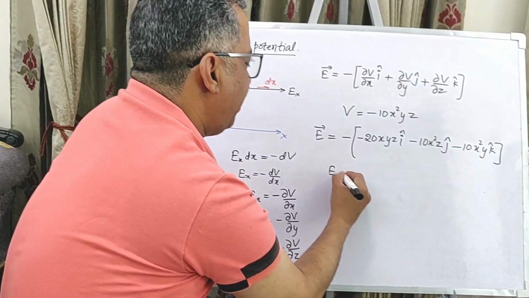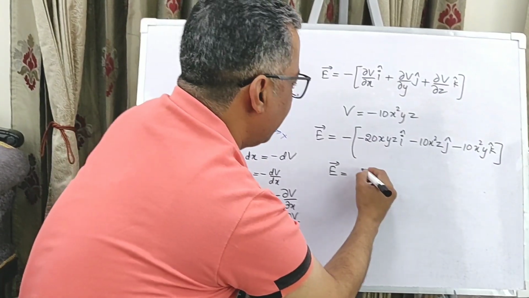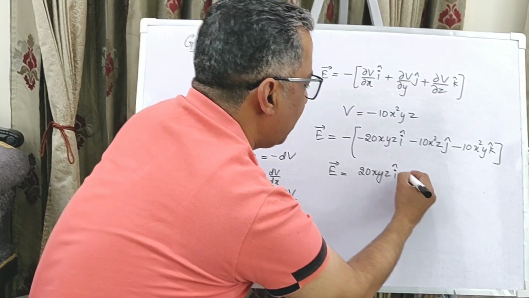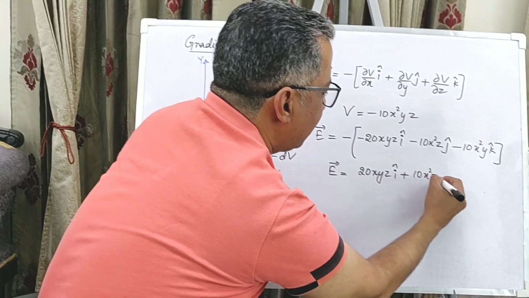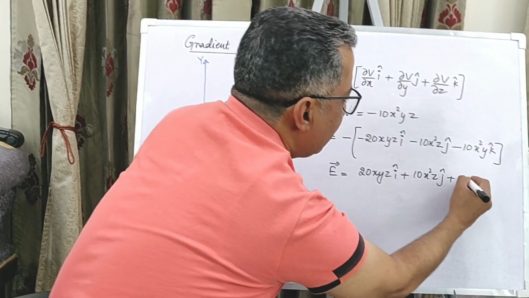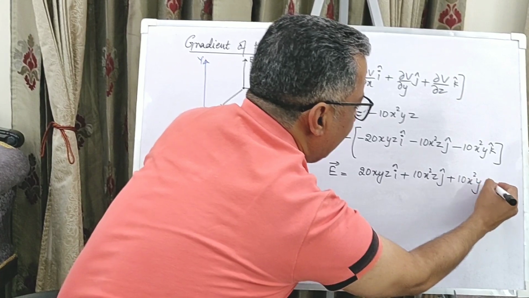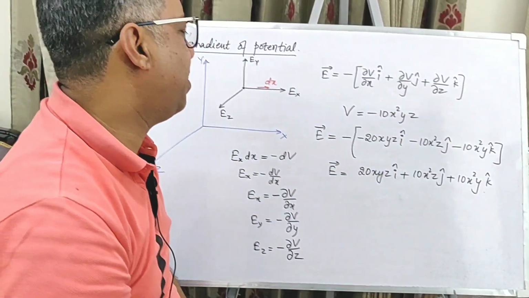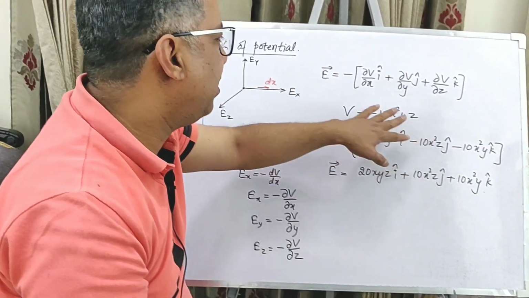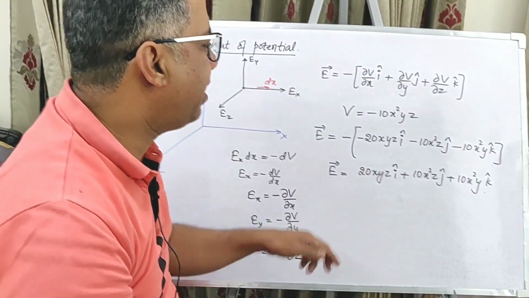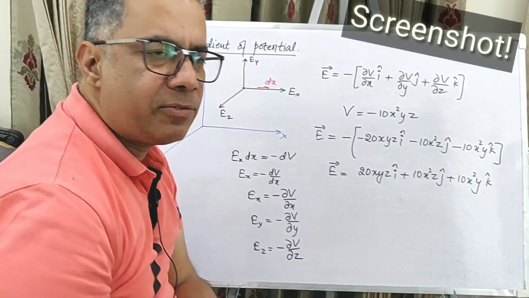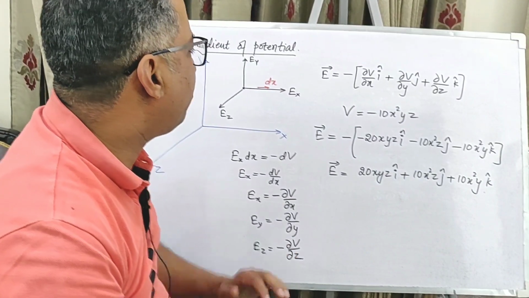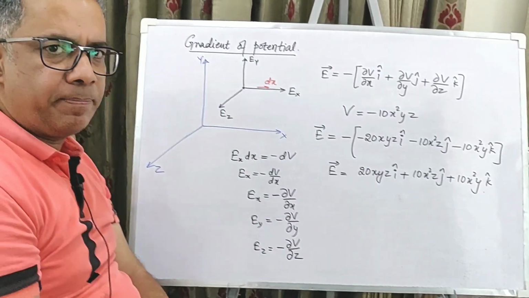So the electric field now comes out to be 20xyz I cap plus 10x²z J cap plus 10x²y K cap. So if potential is provided to you as a function of x, y and z, you can always calculate the electric field as a function of x, y and z. So that's the relation between potential and field.